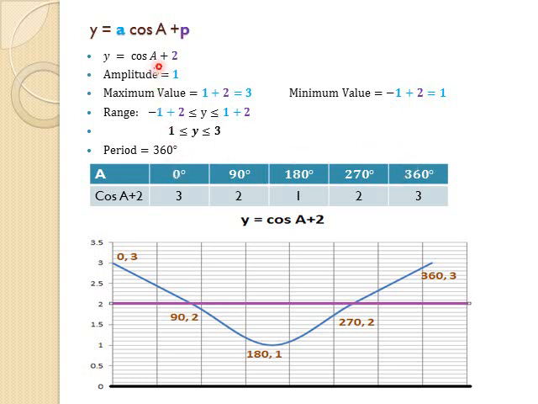If I punch in cos 0, gives me 1 plus 2, which is 3. Cos 90 is 0, 0 plus 2 gives me 2. Cos 180, minus 1 plus 2 gives me 1. 270 and 360 you can verify. So there's my original x-axis that moves 2 units up.